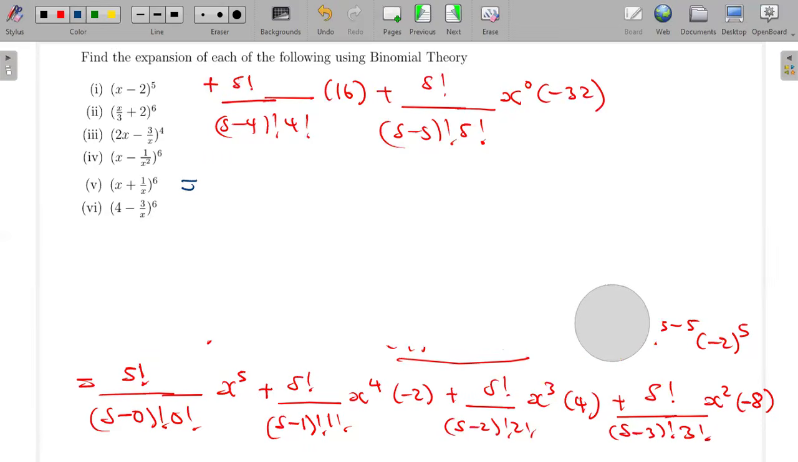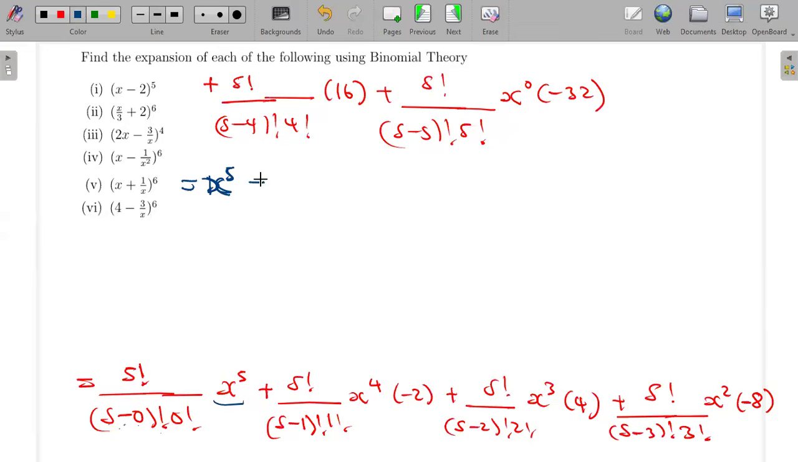So now we evaluate. For the first one, which is this one here, we know this is going to give us 1, because 5 minus 0 is just 5 factorial, which divides and just gives us 1. And then you have the 5x, x to the power, and multiply that, I just get x to the 5th power.